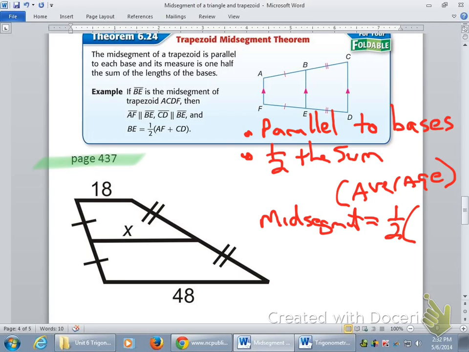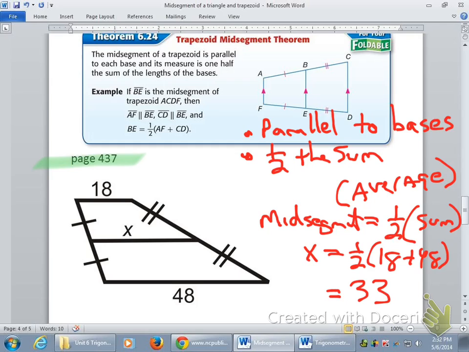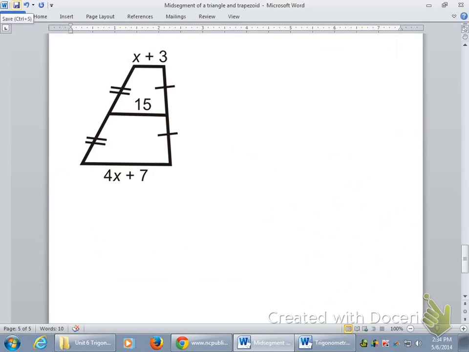What would it look like on this specific problem? I would say that the midsegment, which is x, is half the sum of the bases. So it would be x equals half of 18 plus 48. Now remember, that really is just the average of those two. So the average of 18 and 48 is 33. I think it does end up being 66 divided by 2. So the fact is the formula, so I'm going to write that down. I'm going to put that the midsegment is half the sum of the bases.